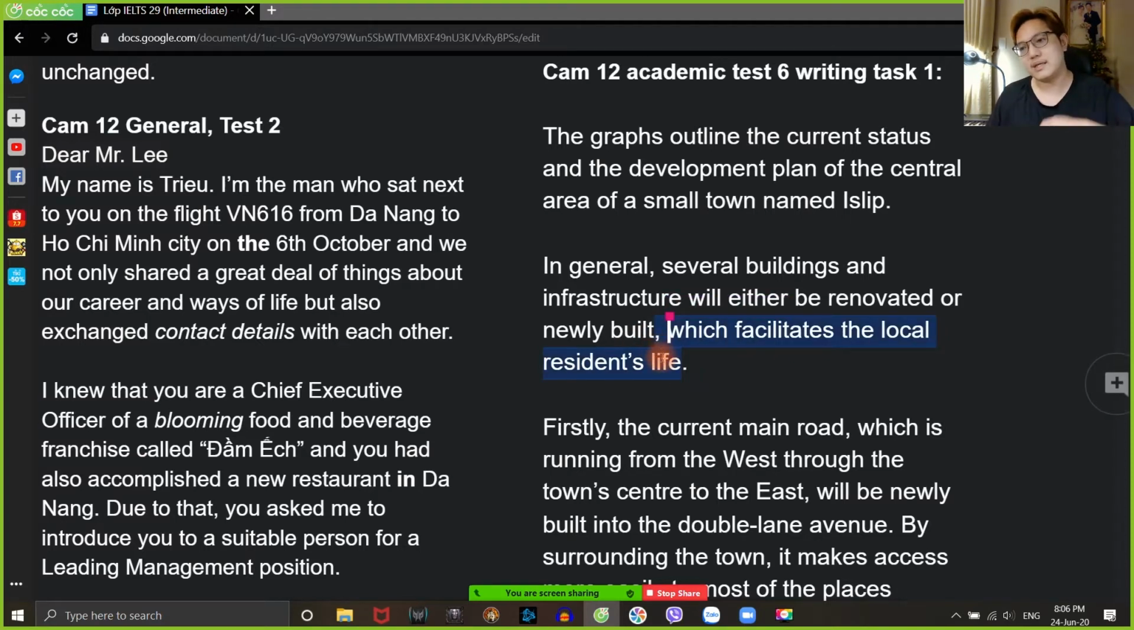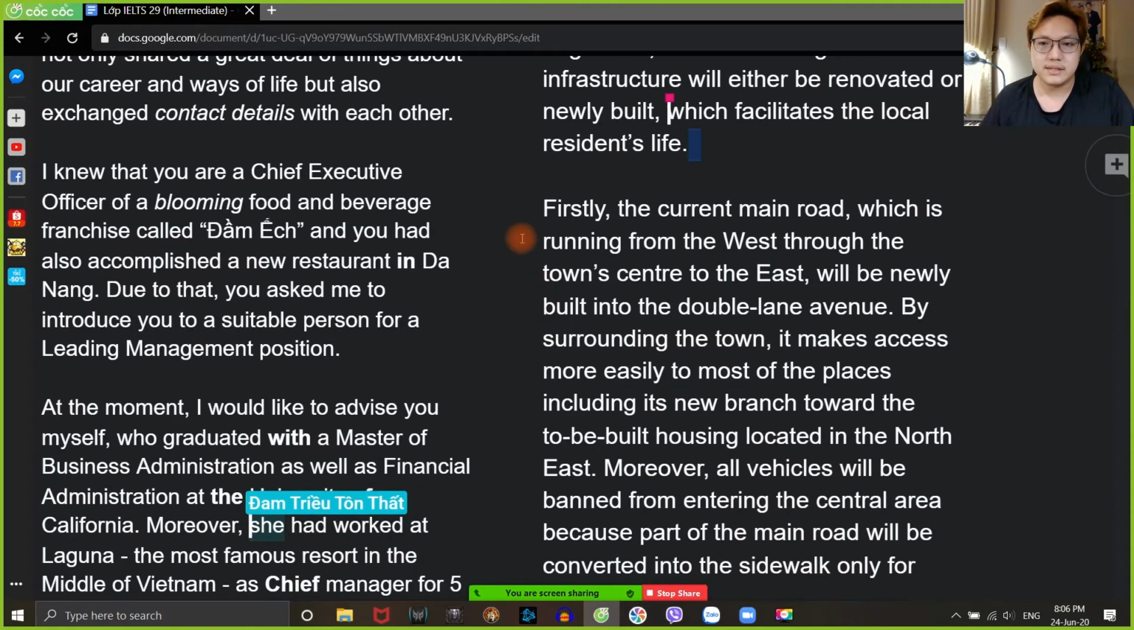So this is just a non-defining relative clause, mệnh đề quan hệ không xác định, to provide extra information. Which is good. Mà nó xúc tiến cái đời sống của dân bản địa. Okay, good. Firstly, the current main road, cái đường main road hiện tại, which is running from the west.